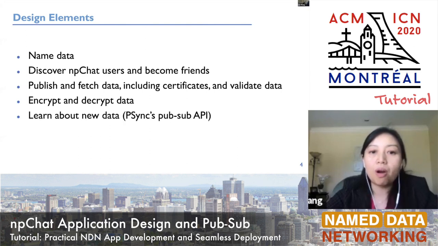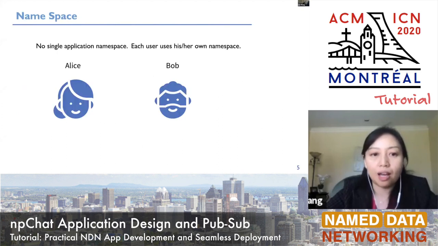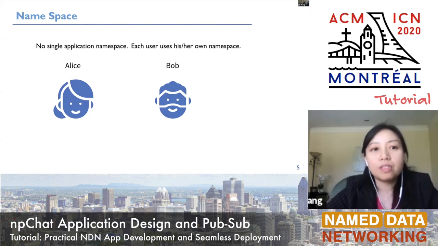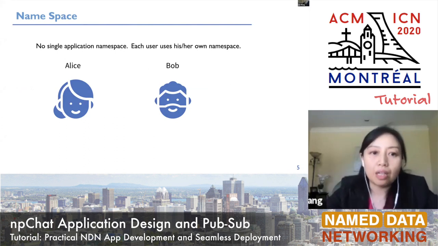The most important part is every user will automatically receive updates or new data from their friends whenever their friends publish some new content. That's achieved through a PubSub API. So first, how do we design the naming?